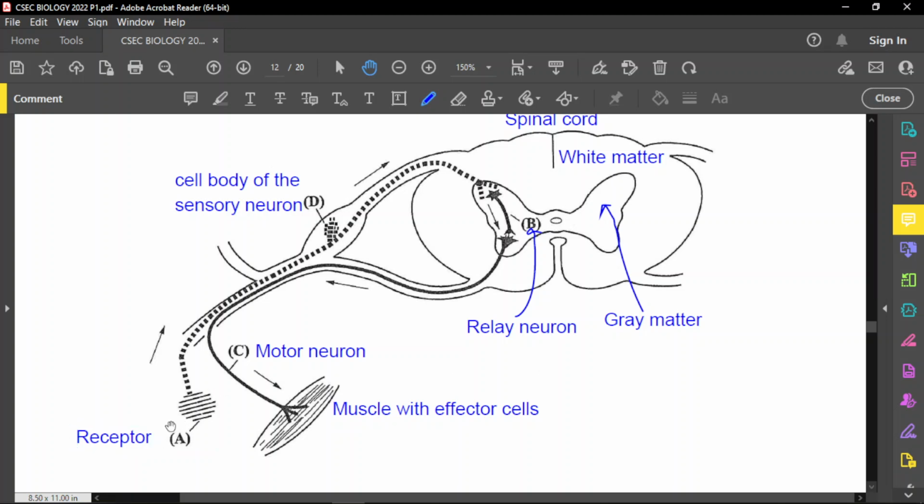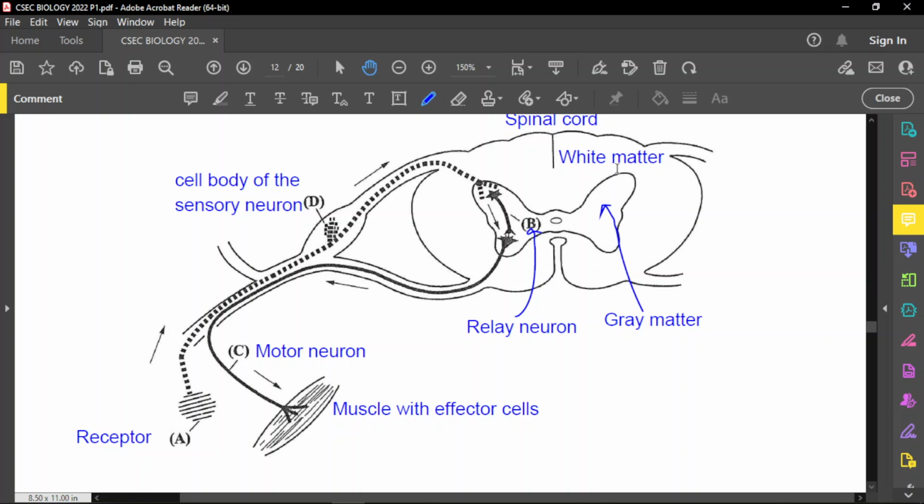Coming from the point of source is a receptor cell, and then they go into the sensory neuron. Notice D is the cell body of the sensory neuron, but this line here is the sensory neuron. After the sensory neuron we have the relay, and after the relay we have a motor neuron, and after the motor neuron we have our receptor cells within the muscle, and the muscle is what causes movement.